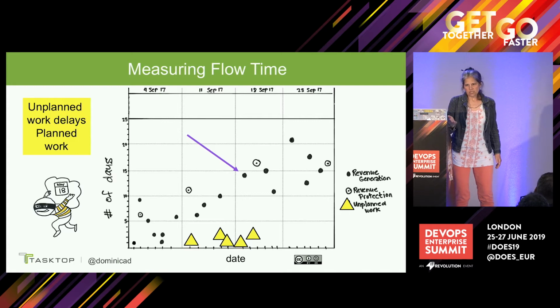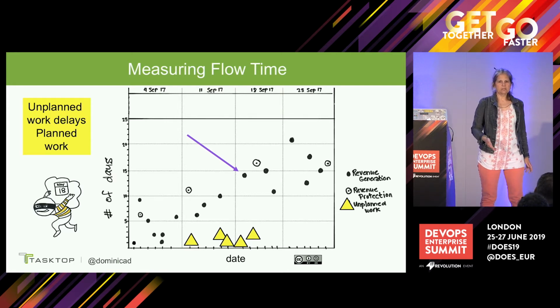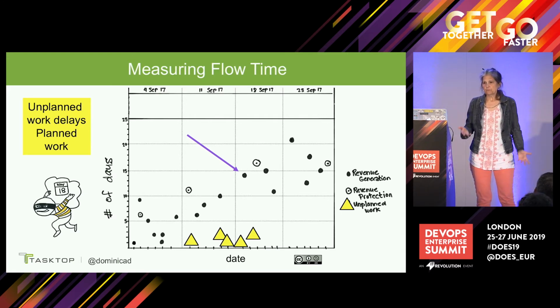If you're not tracking unplanned work, it's not going to show up in your metrics, not going to show up in your flow time. And then when the VP of whatever asks you why their new platform isn't up and running yet, what do you say? You say, well, we've been really busy.